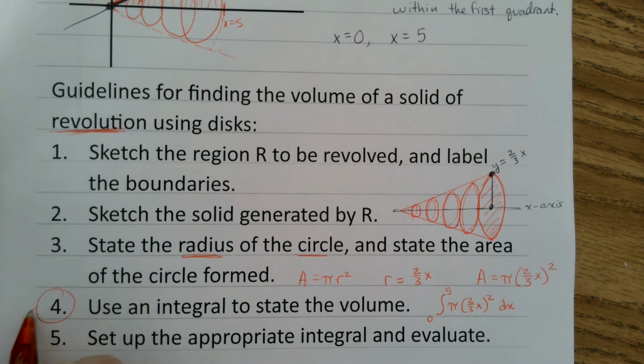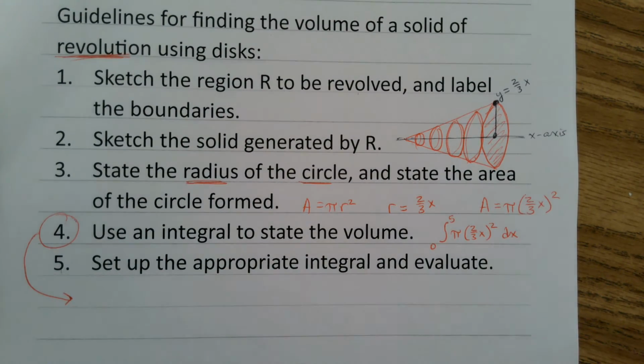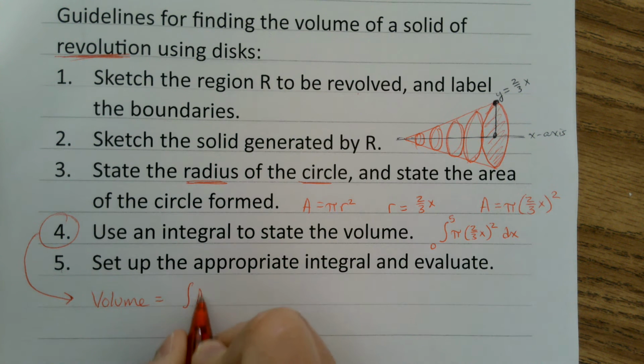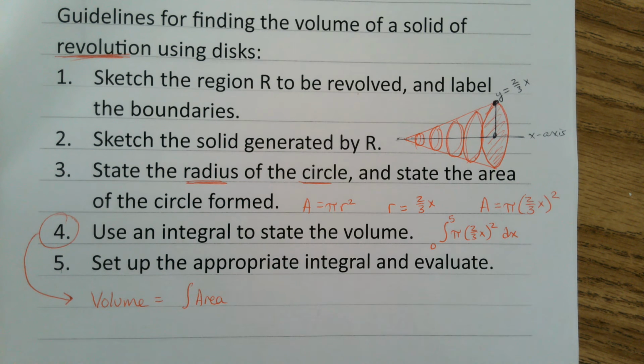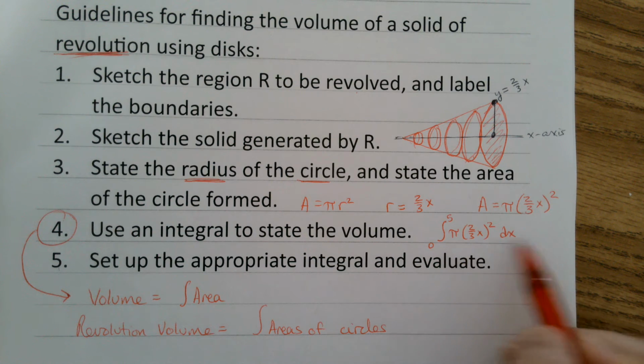One thing that I want to make note of here, for statement number 4, use an integral to state the volume. The nice thing about volume is that it is always the accumulation of the area. So the volume of a shape is the accumulation of whatever those inner shapes are. So a revolution volume is the integral of all those areas of circles. So that's why we set it up like this.